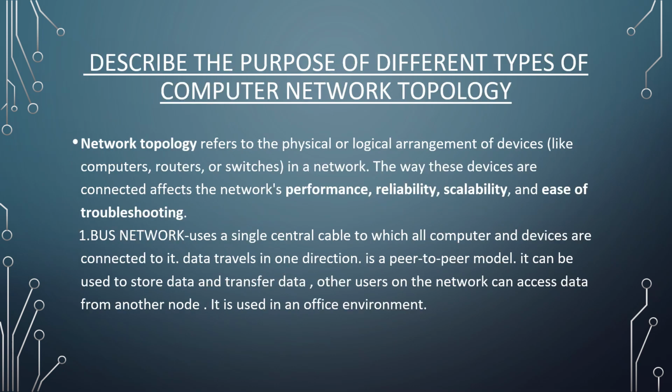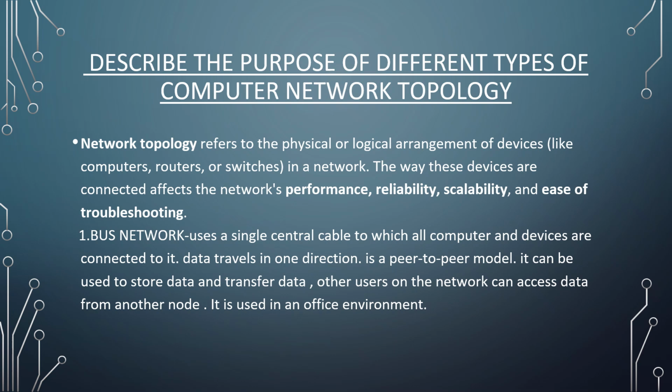On this slide, we're going to identify the different types of computer network topology. Network topology refers to the physical or logical arrangement of devices like computers, routers, or switches. In a network, the way the devices are connected affects the network's performance, reliability, scalability, and ease of troubleshooting.